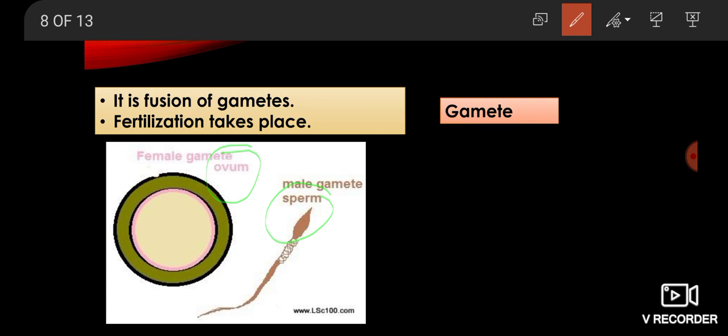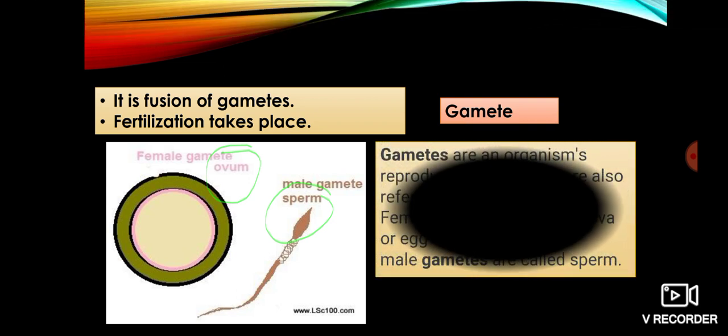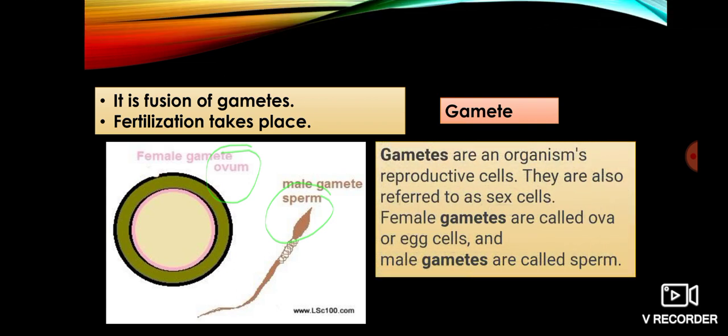Now you have the question, madam, what is a gamete actually? Okay, so dear students, gametes are an organism's reproductive cells. Getting what is a gamete? Gametes are produced by the reproductive organs. They directly participate in the process of reproduction, so they are also called sex cells. Female gametes are called ova or ovum or egg cells, and male gametes are called sperm.